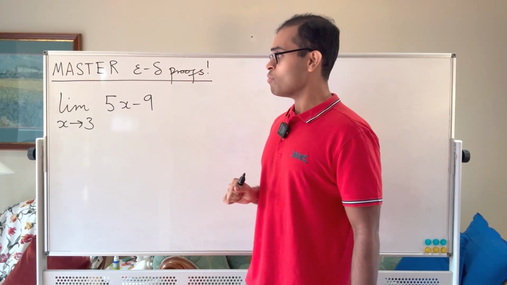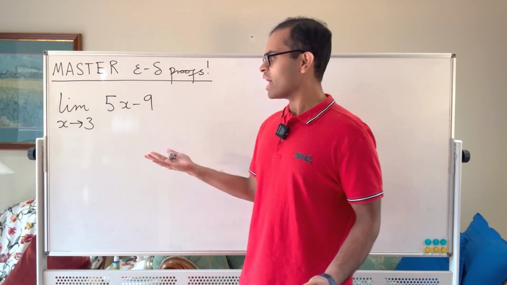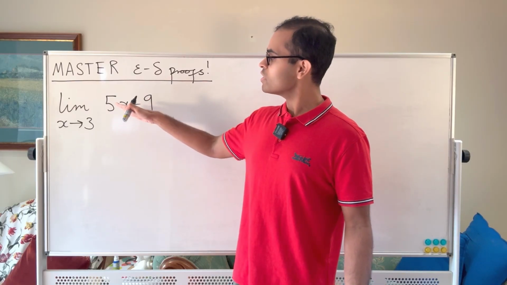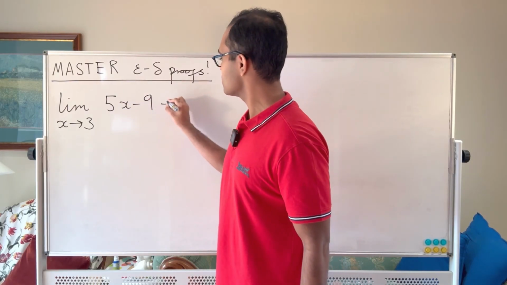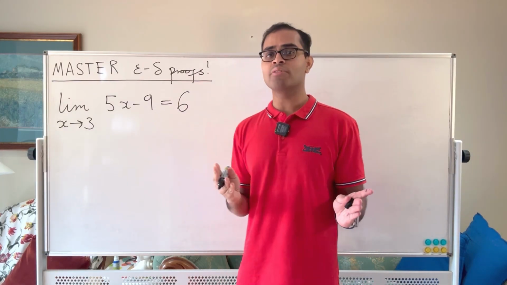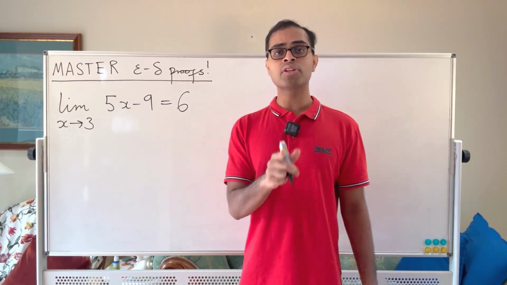The first thing, before we prove what this limit is, is to actually calculate it. So here we just plug in x equals 3, it's a continuous function. So we get 15 minus 9, which is equal to 6. So we need to rigorously prove that it's equal to 6. What I just said is not a rigorous proof, so we're going to do the epsilon-delta definition.